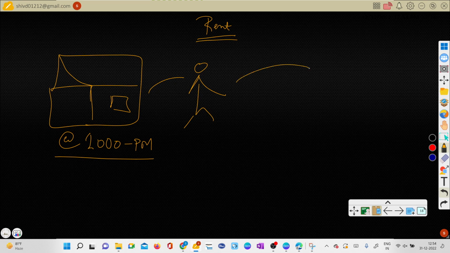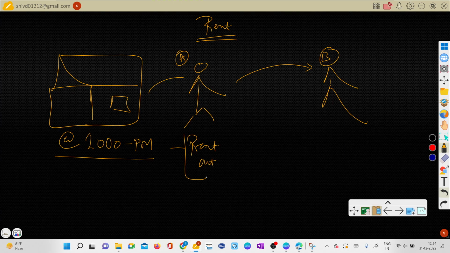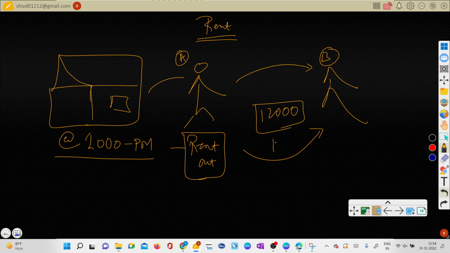Let's say you have signed an agreement with B, right? You have signed an agreement with B that if you rent out your house to B, then B will pay 12,000 per year, and payment will be processed at the end of the year.